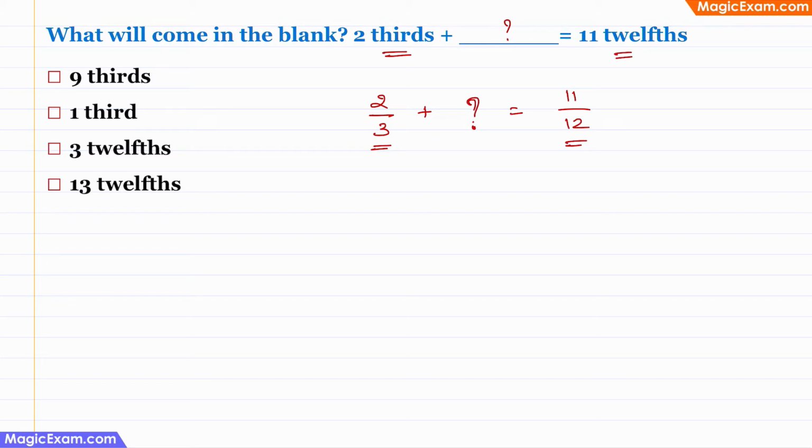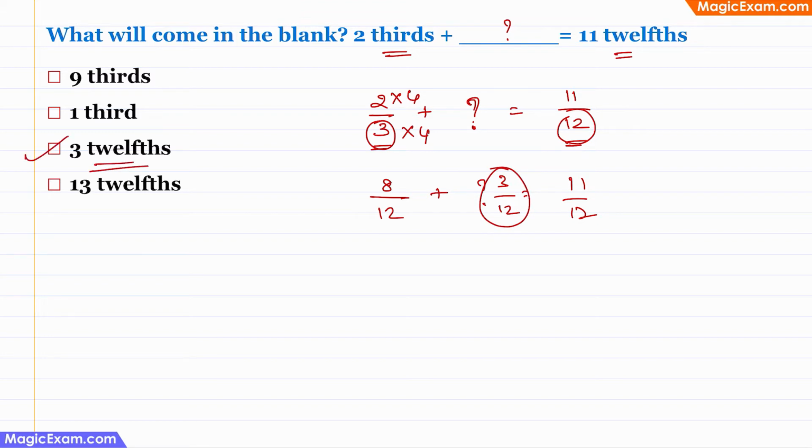So to convert 3 into 12, we just have to multiply this by 4. Which means that we have to multiply the numerator also by 4. So 2/3 is nothing but 8/12. So 8/12 plus something is equal to 11/12. And here we know that 11 minus 8 should be 3 here. Therefore 3/12. The correct answer should be 3/12.